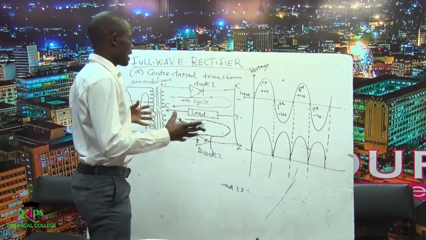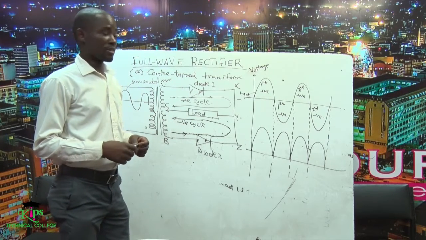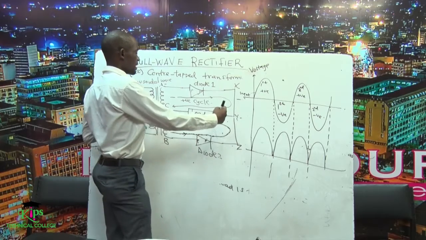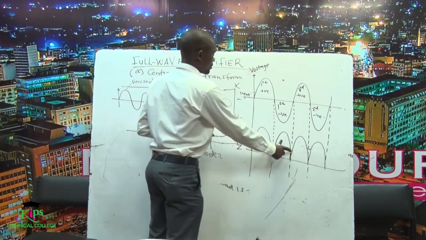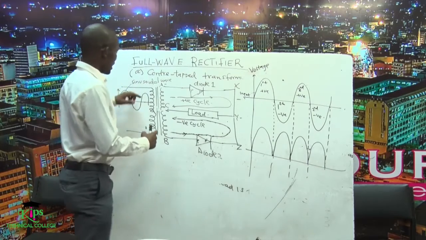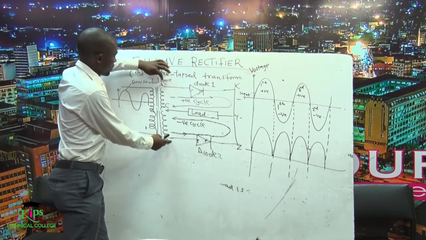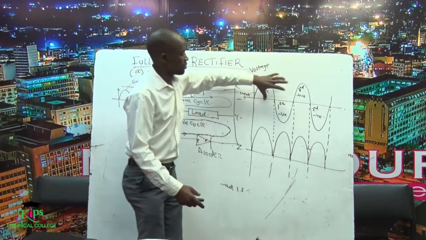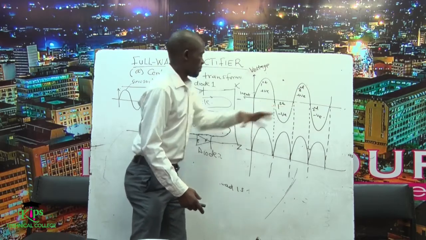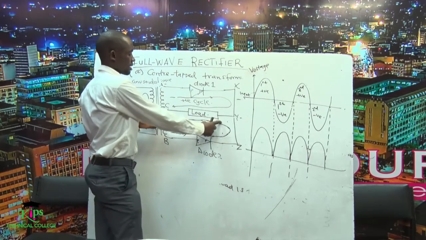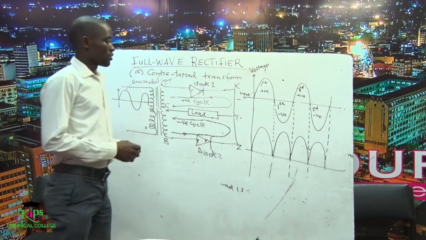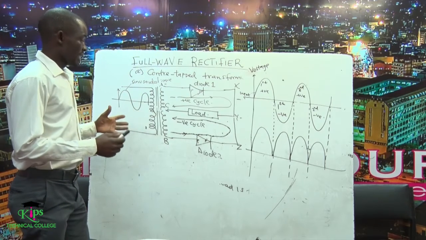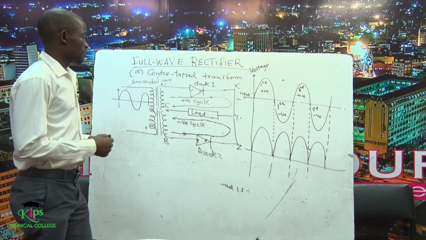If you put a CRO, the cathode ray oscilloscope, to measure or display the output waveform, this is what you are likely to see. But if you put the CRO at the beginning, at points A and B, you'll be able to see this kind of wave. But if you put it across the load, this is the kind of waveform that you will be able to see.